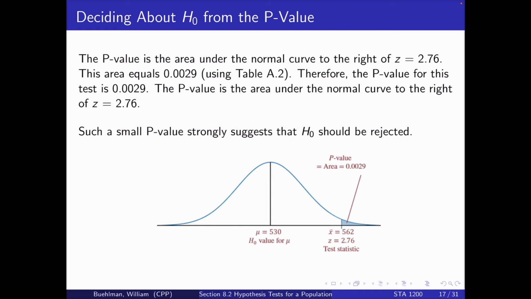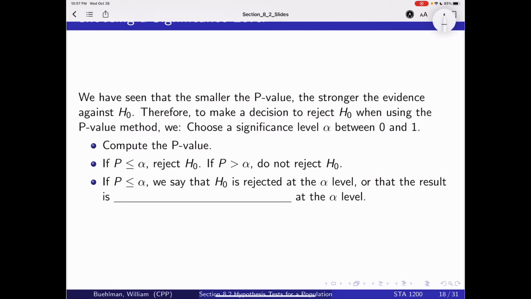So remember, smaller p-values show more evidence against the null hypothesis. We have seen that the smaller the p-value, the stronger the evidence against the null hypothesis. Therefore, to make a decision to reject the null hypothesis when using the p-value method, we choose a significance level alpha between 0 and 1, and we do the following.